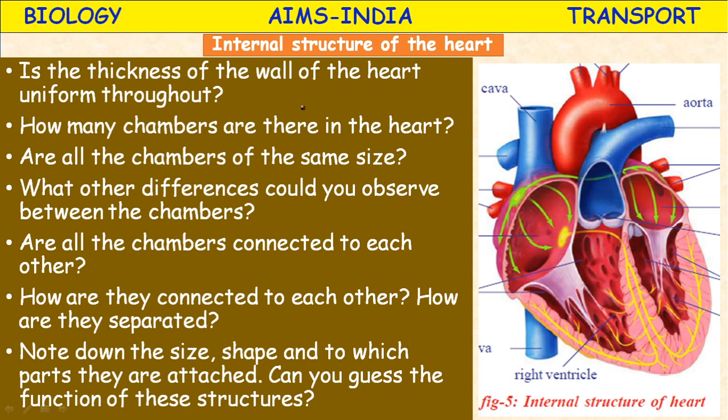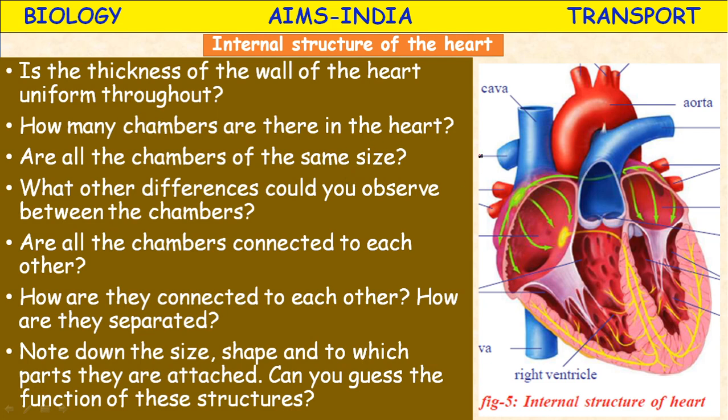Try to understand these questions. Is the thickness of the wall of the heart uniform throughout? Wall means the outer wall. As we know, the heart is covered by a double membrane protective layer, the pericardium. Is the thickness of the wall of the heart uniform throughout? It may be thick in some places and thin in some places.